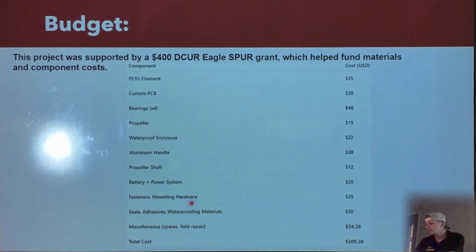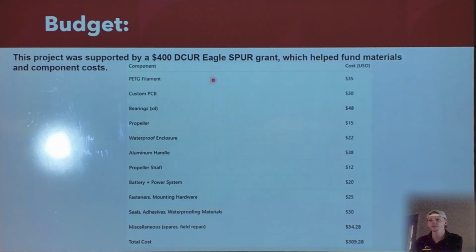So moving on to the budget. This was a project that was supported by the Decker Eagle Spur grant, which I was given $400, and this was the main source of funding that helped me develop this project. Some of the main components, I already mentioned a couple of these, that I used to help build this project was PETG filament.